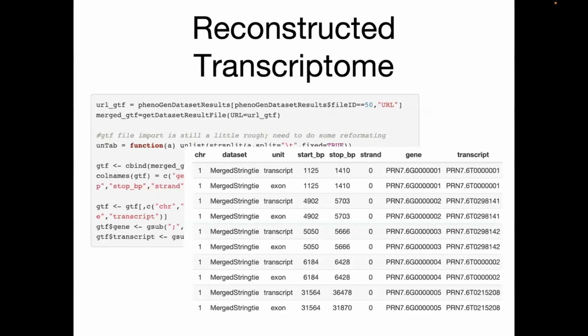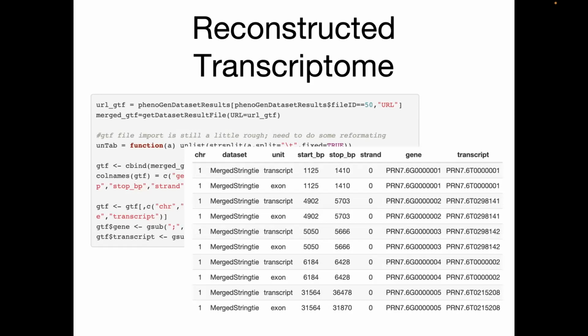Our reconstructed transcriptome, what we do to be able to define what those genes are, we give you a GTF file. Like I said, this is still a little rough. Our GTF file imports into R a little bit strangely. You do have to do some manipulation, but we're working on it. But you get a GTF file.